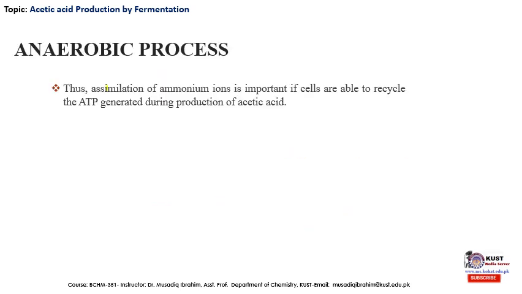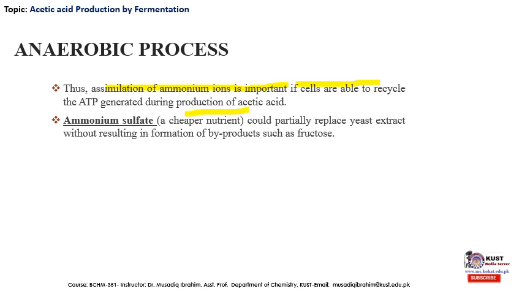Now, the assimilation of ammonium ions is important if the cells are able to recycle the ATP generated during the production of acetic acid. So the regulation of ATP is important during the production of acetic acid. Ammonium sulfate, another source of ammonium ions, is a cheaper nutrient and it could partially replace yeast extract without resulting in formation of byproducts such as fructose.